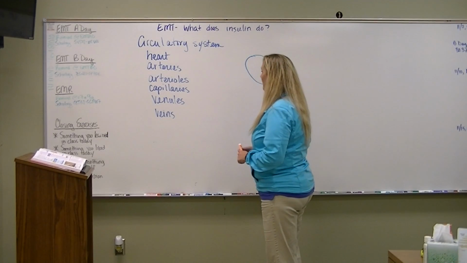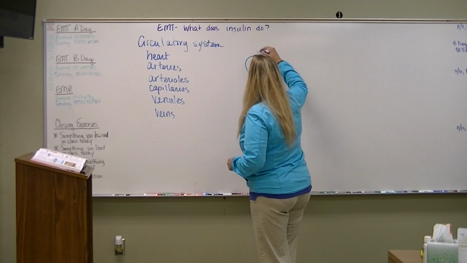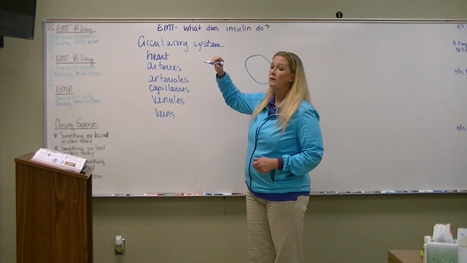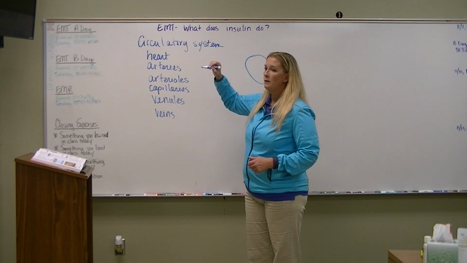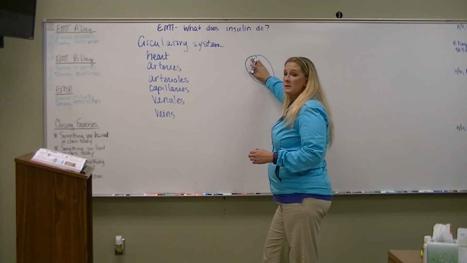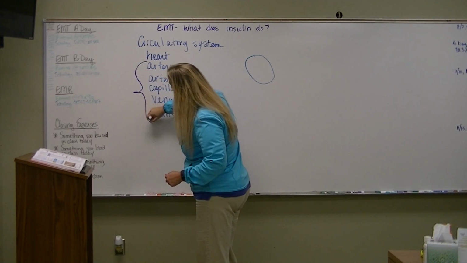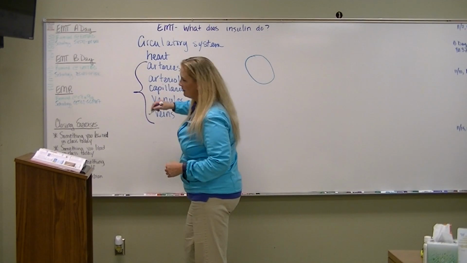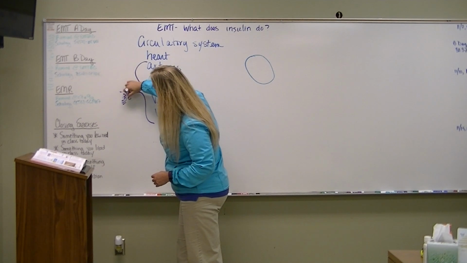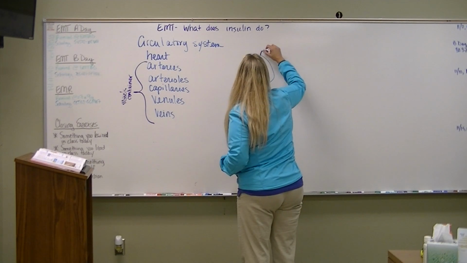Okay? So we have our heart, which is our pump. And then we have our container. What is our container? The heart is the pump, okay? The container is all of these vessels, the arteries and venules. Excuse me, I said that wrong. The vessels are the container. So all of these vessels are the container.